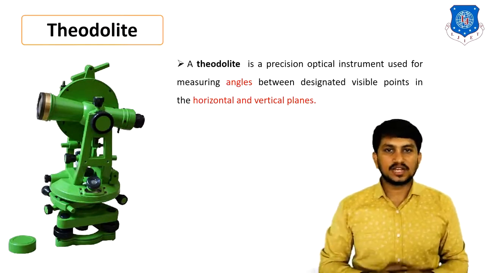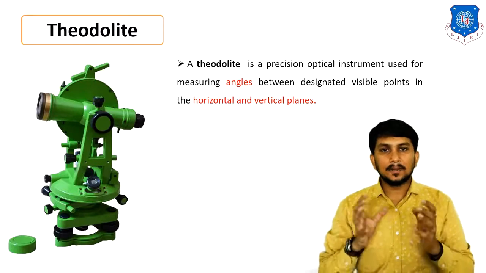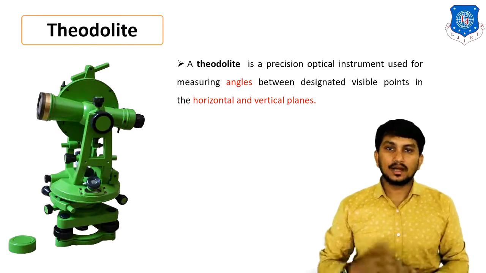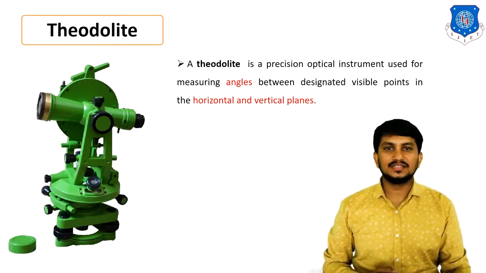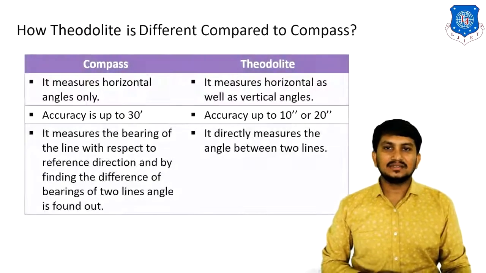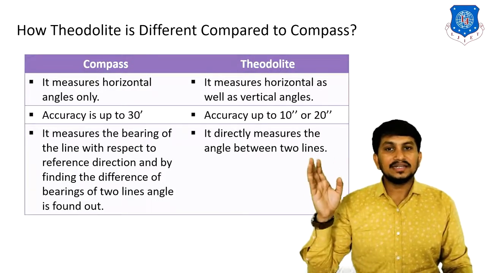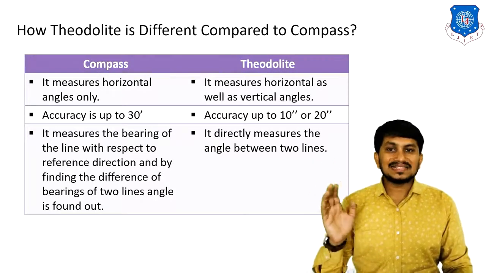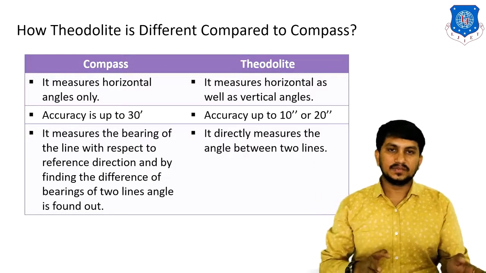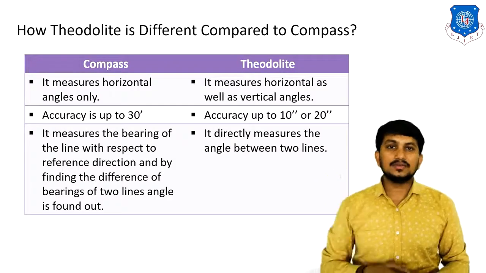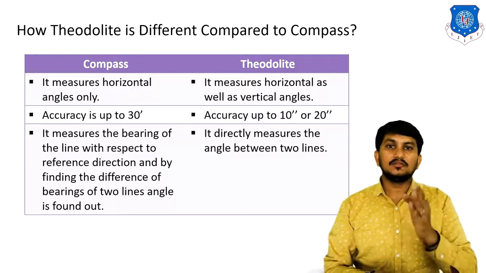In angular measurement chapter, we have discussed compass for angular measurement. So, what is the difference between a compass and a theodolite? Let's discuss how theodolite is different compared to the compass. A compass measures horizontal angles only. It cannot be used for measuring vertical angles, while theodolite can be used for horizontal as well as vertical angle measurement.